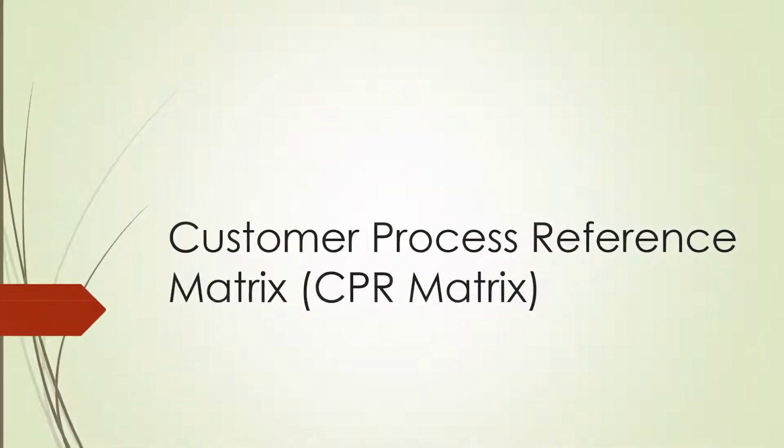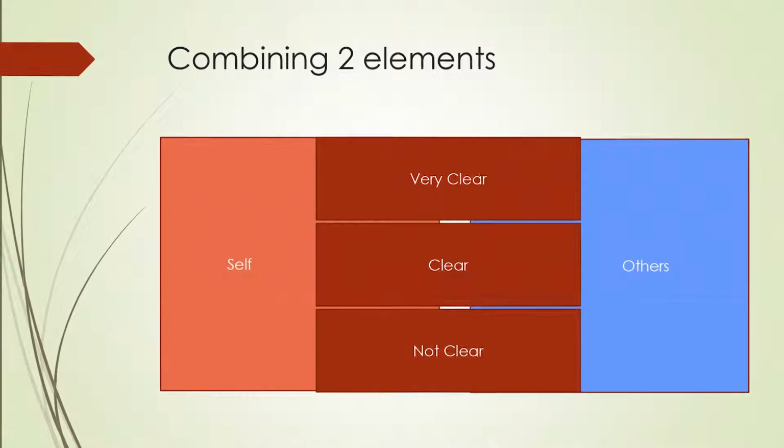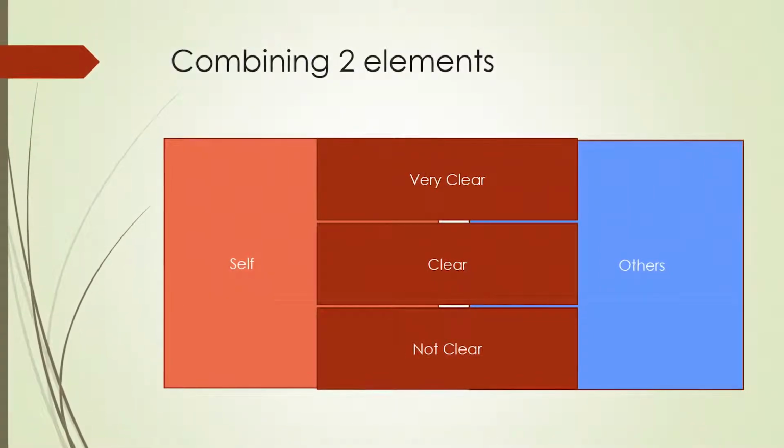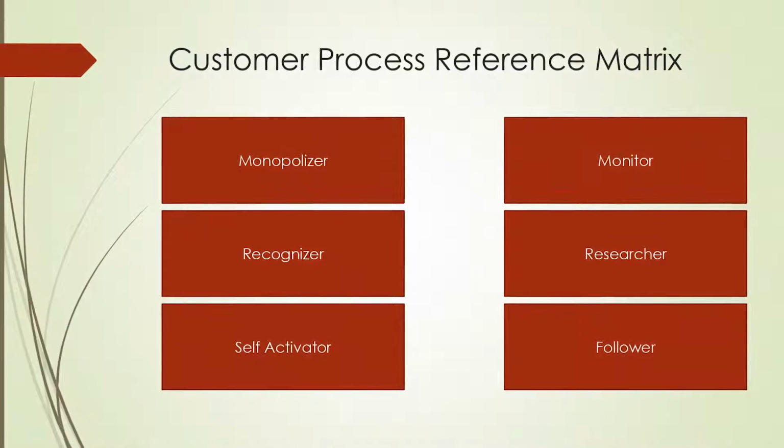So in the previous episode, we talked a lot about the two key elements right here, and over here we're going to talk about this thing called the Customer Process Reference Matrix, or the CPR matrix. This is determined by combining the clarity of product in mind and the final decision maker. If you look at this chart, you can see clearly that there are basically 6 types of customer, based on what we actually see.